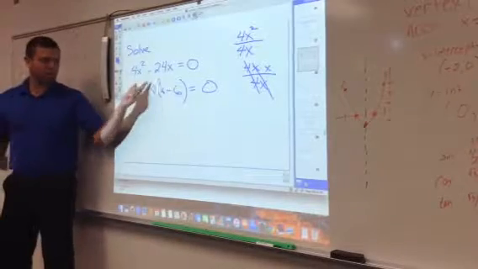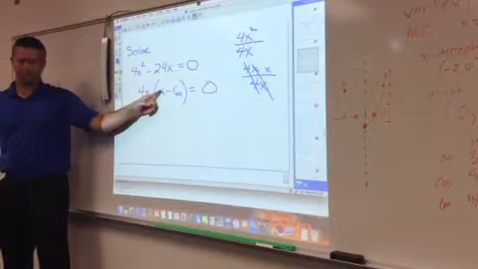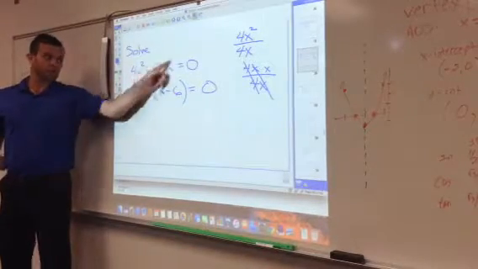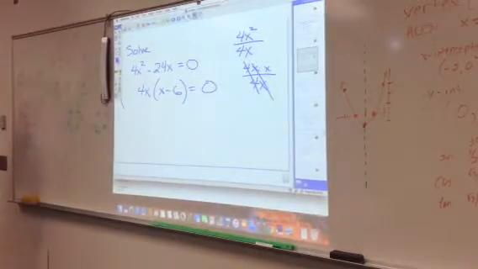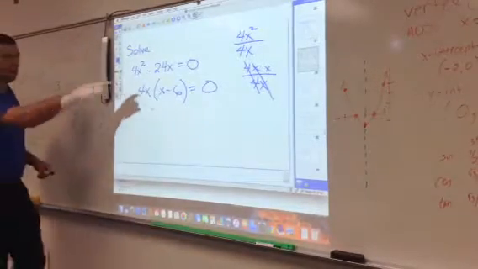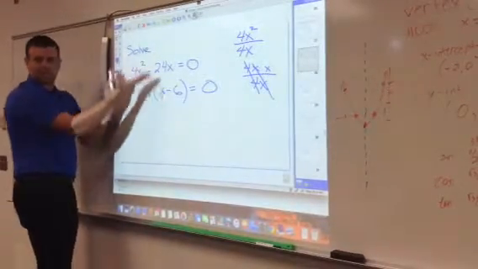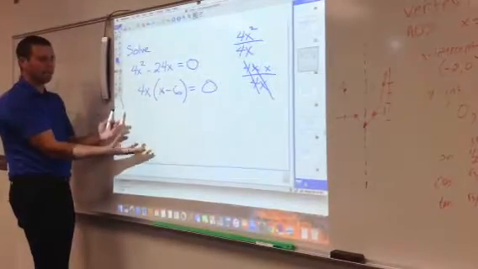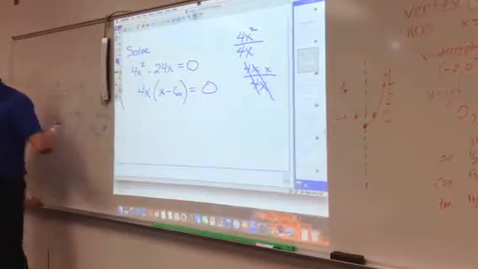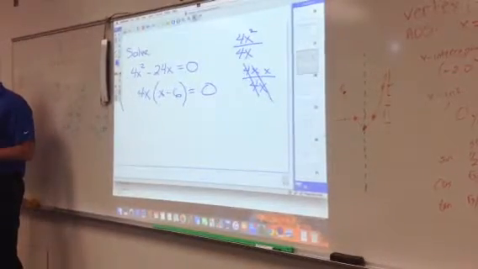If I multiply this back together, what do I get? What's 4x times x? 4x squared. What's 4x times negative 6? Negative 24x. I haven't changed the problem, I've just factored, right? It's still the same exact equation, except now it says something times something equals 0. That's a good thing, because now I can solve.